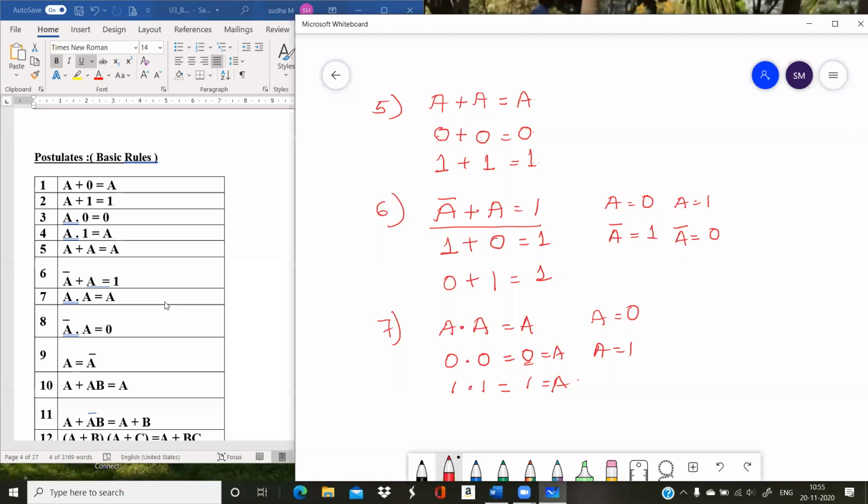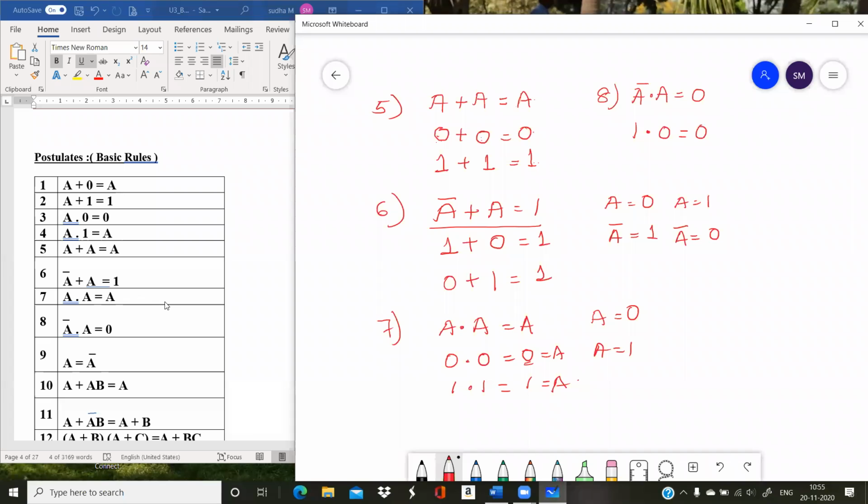Next rule, I'll write here, 8th rule says that A complement dot A, which is equal to 0, always 0. Remember, A complement plus A is equal to 1. A complement dot A is equal to 0. Consider this, A is equal to 0, A complement is equal to 1. So 1 dot 0, which is equal to 0 only, right?